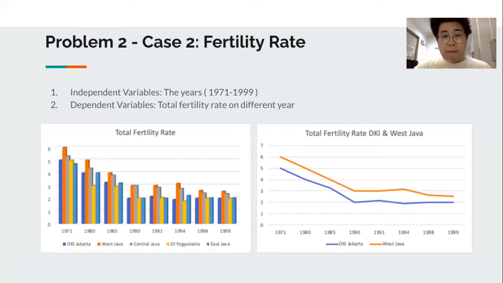So now I'll be also discussing case 2, which is about the data of the fertility rate around many provinces in Indonesia. We have identified the independent variables as the years when the data was taken, which is from 1971 to 1999. For the dependent variable, what we are measuring here is the fertility rate among those years the data was taken.